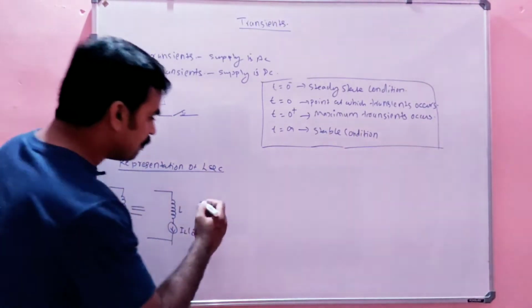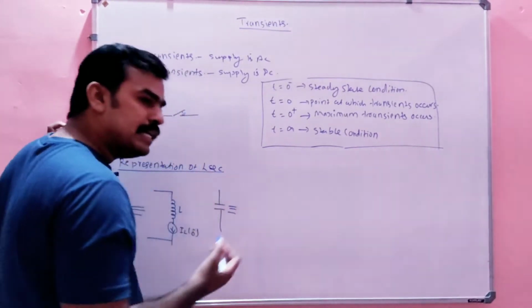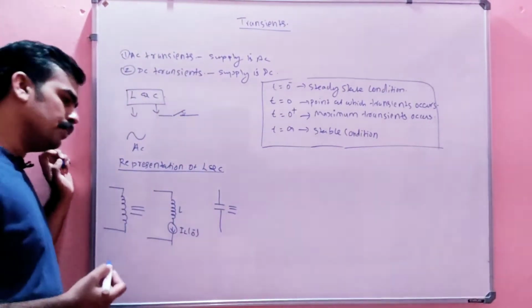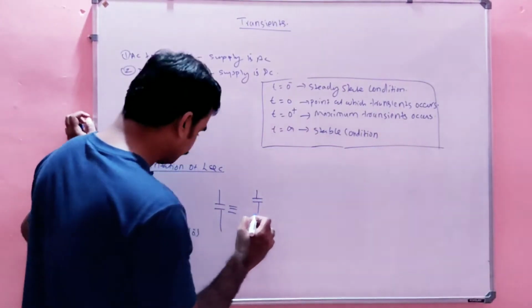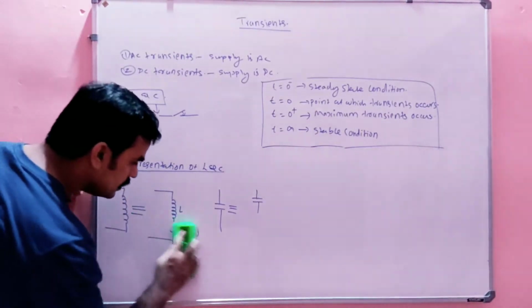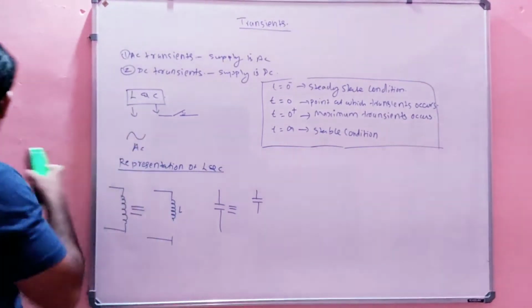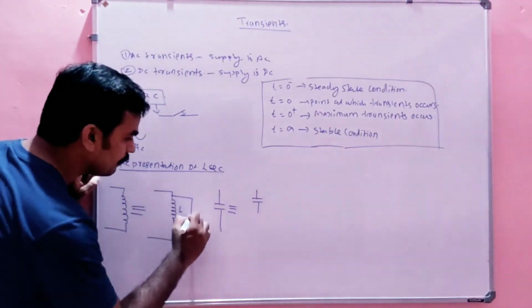This is a representation of an inductor, right? And the representation of a capacitor, this is our normal capacitor. But when we are doing transient analysis, the capacitor is considered to be this, which is actually in parallel. Okay, this is actually in parallel, but I'm really sorry.